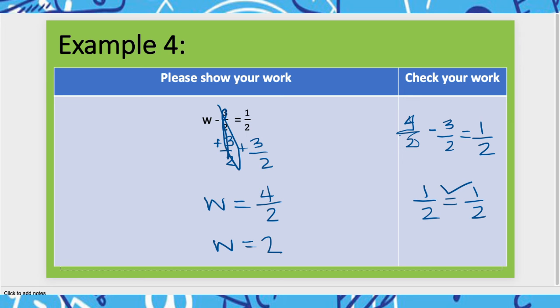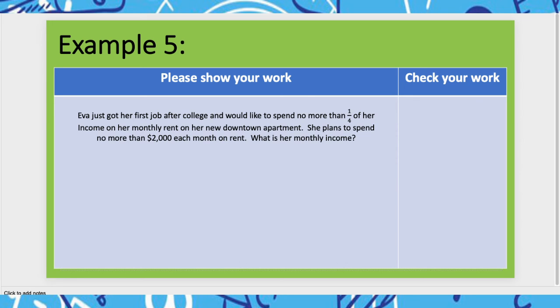Okay, the last example is a word problem. So we have to both write and solve the equation. Eva just got her first job after college and would like to spend no more than 1/4 of her monthly income, her total income, on her monthly rent on her new downtown apartment. She plans to spend no more than $2,000 each month on rent. What is her monthly income?